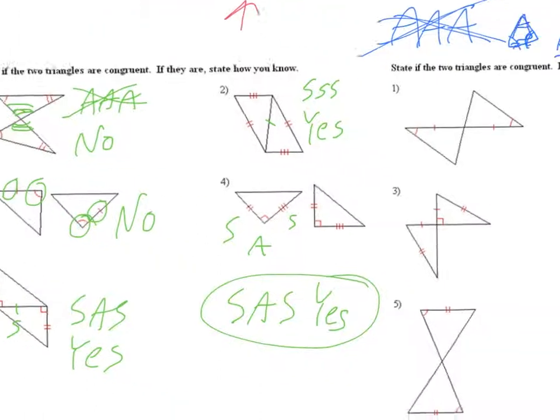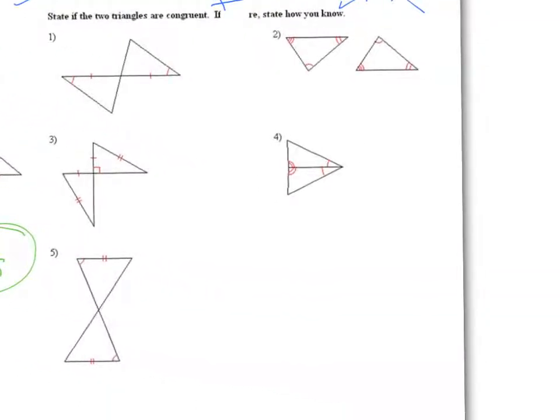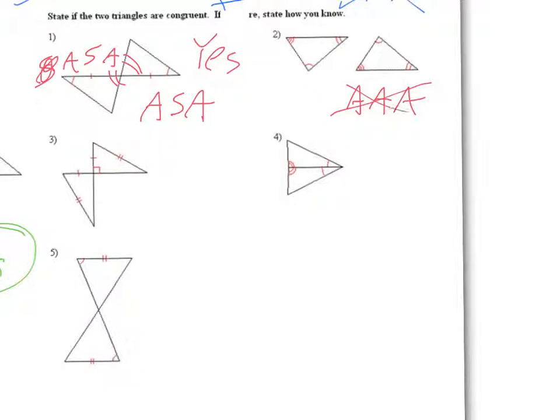Okay, let's look at the other problems from our notes. Same question. Remember, we have vertical angles here. So what we have are angle, side, angle. And angle, side, angle does prove triangles congruent, so my answer is yes, that can be proven. Number two, we have angle, angle, angle. We already said no, that's not a way to prove triangles congruent.